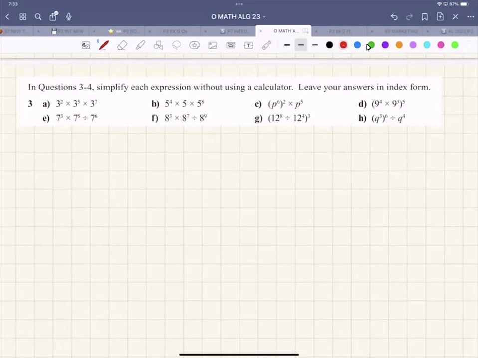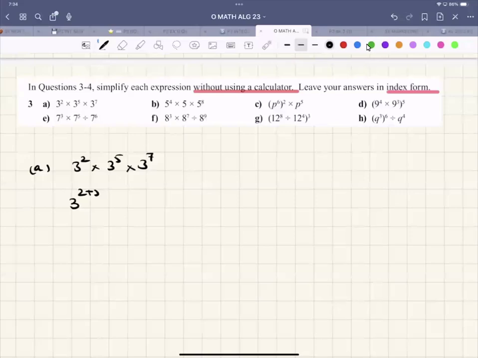Now something more. In questions 3 to 4, simplify each expression without a calculator. So without a calculator, leave your answers in index form. So some basic kind of question. For example, 3 part A, 3 power 2 into 3 power 5 into 3 power 7. The powers add up. 2 plus 5 plus 7. That is 7 plus 7. That is 14. Let me first mark this. I'm marking part A. I'm marking part C. I'm marking part F. So now A is done.